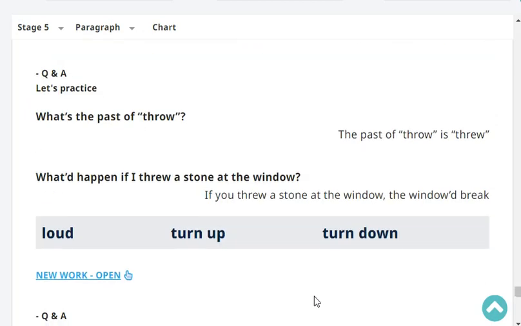What's the passive of throw? The passive of throw is thrown. What would happen if I threw a stone at the window? If you threw a stone at the window, the window would break. Very good.